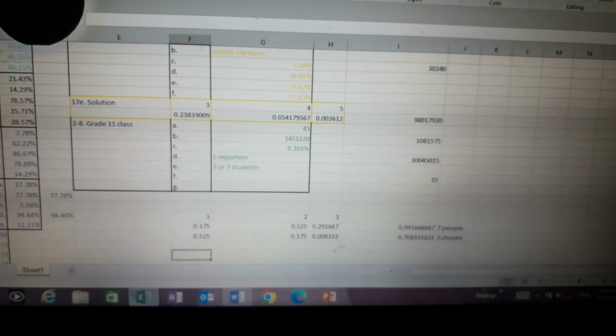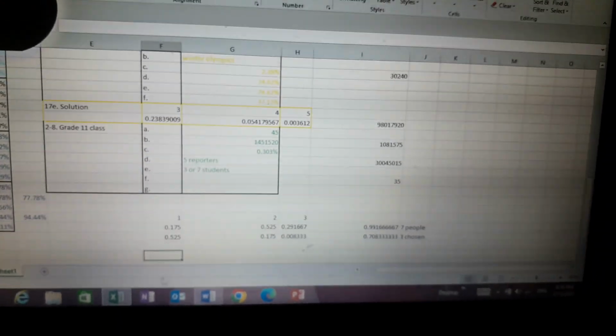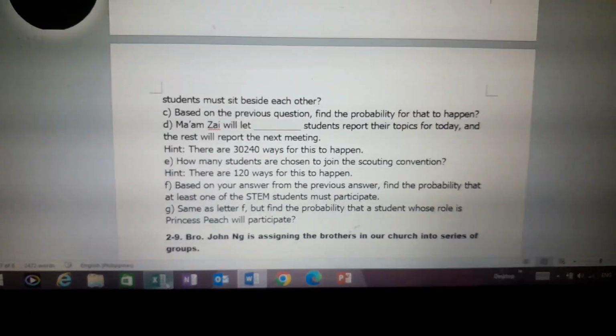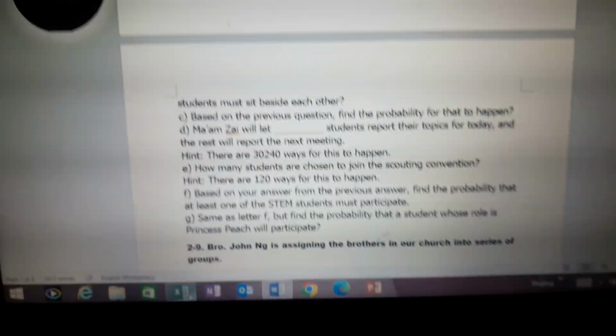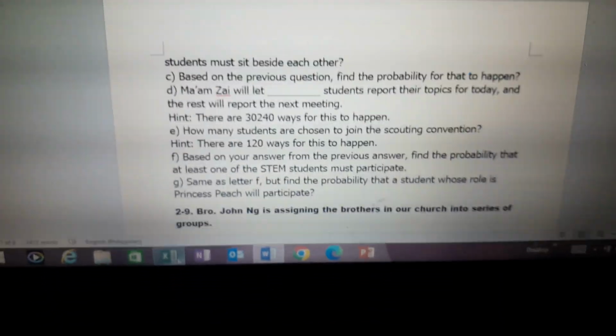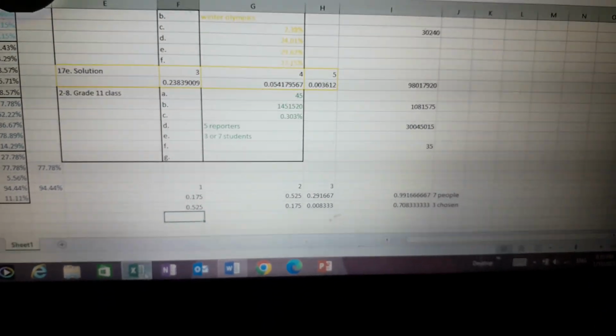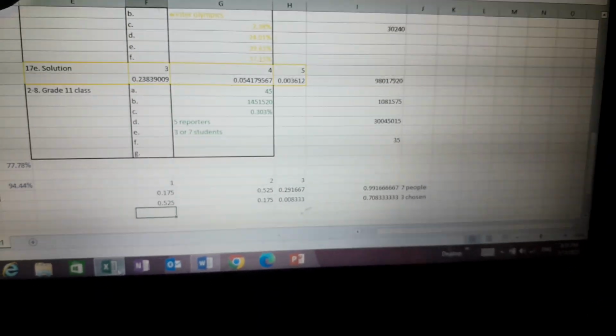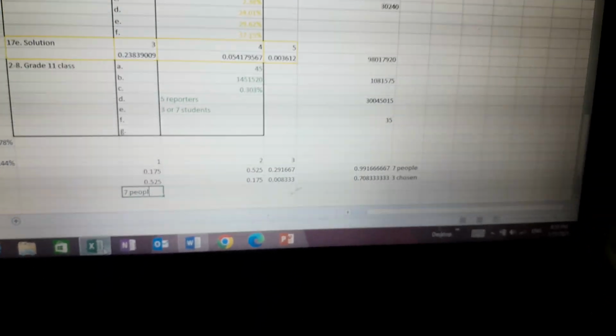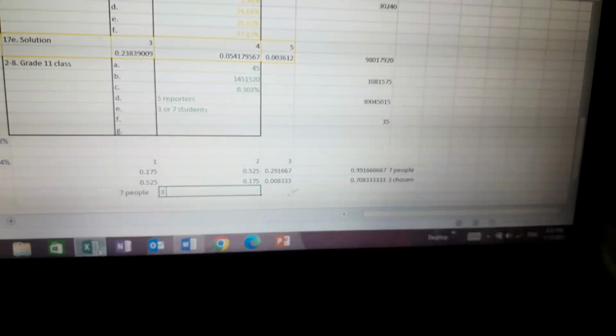This time, it's already Princess Peach. And there's only one Princess Peach, right? Because a student whose role is Princess Peach will participate. It could be either Kathleen or Rose. So therefore, here's the plan. This one is 7 people. This one is 3 people. Never mind if my solution looks kind of ugly right now, but I'll fix it.